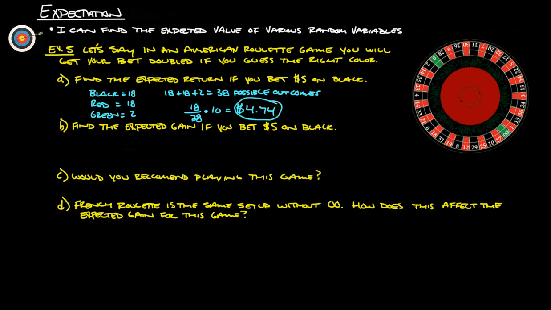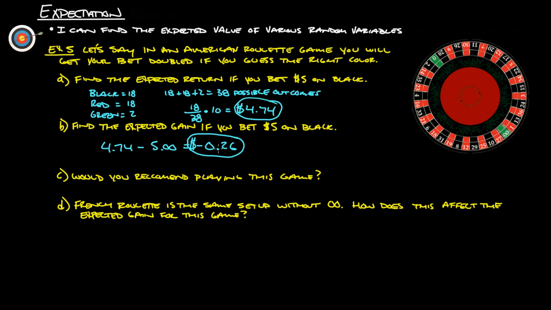Part B says find the expected gain if you bet $5 on black. Your expected return is $4.74, but we have to subtract the $5 that it costs to play. So that gives us a net gain of negative 0.26. We're going to lose 26 cents every time we bet $5 on black, if we bet a whole bunch of times and let all the probabilities catch up to us. So the expected gain is that you would lose 26 cents. Would you recommend playing this game? Probably not, because again, you're going to end up losing.